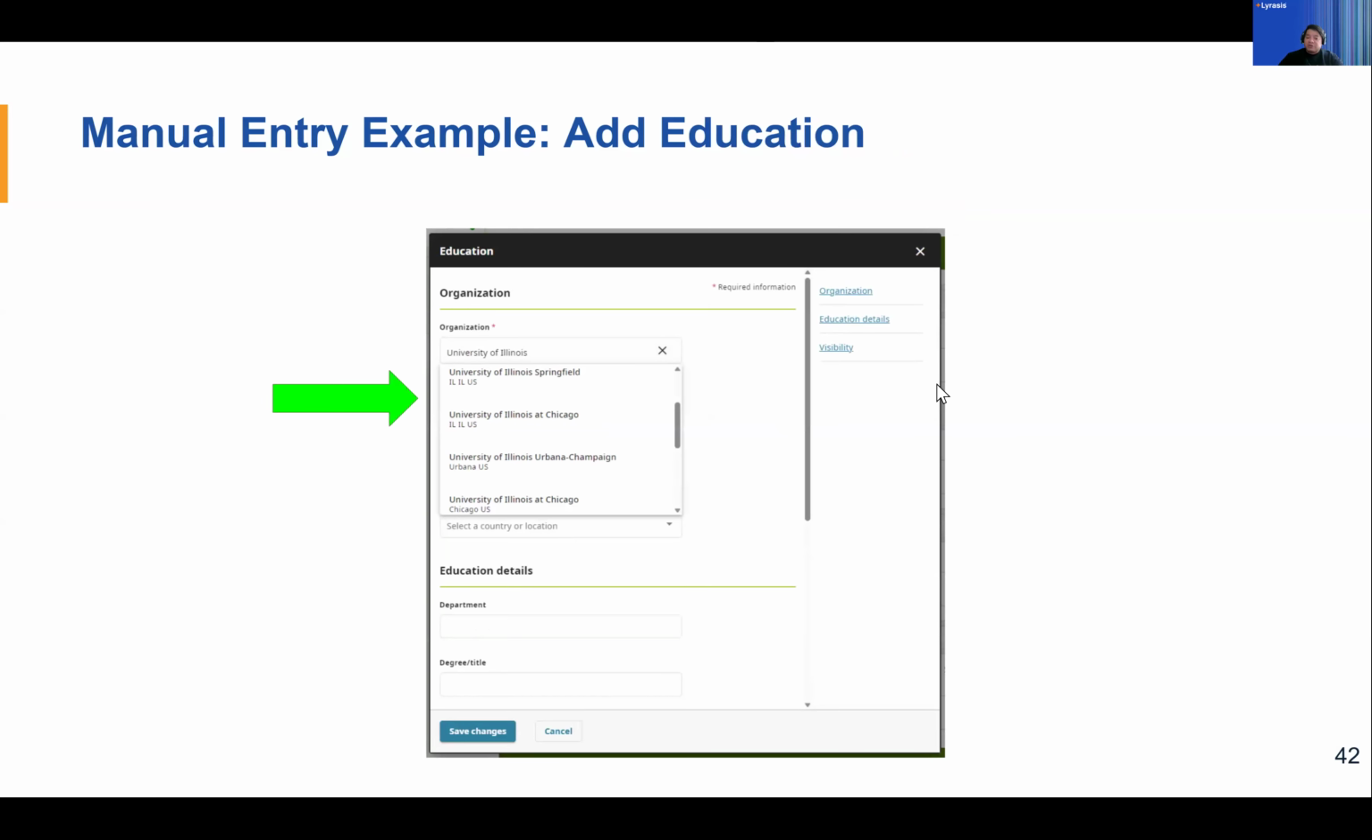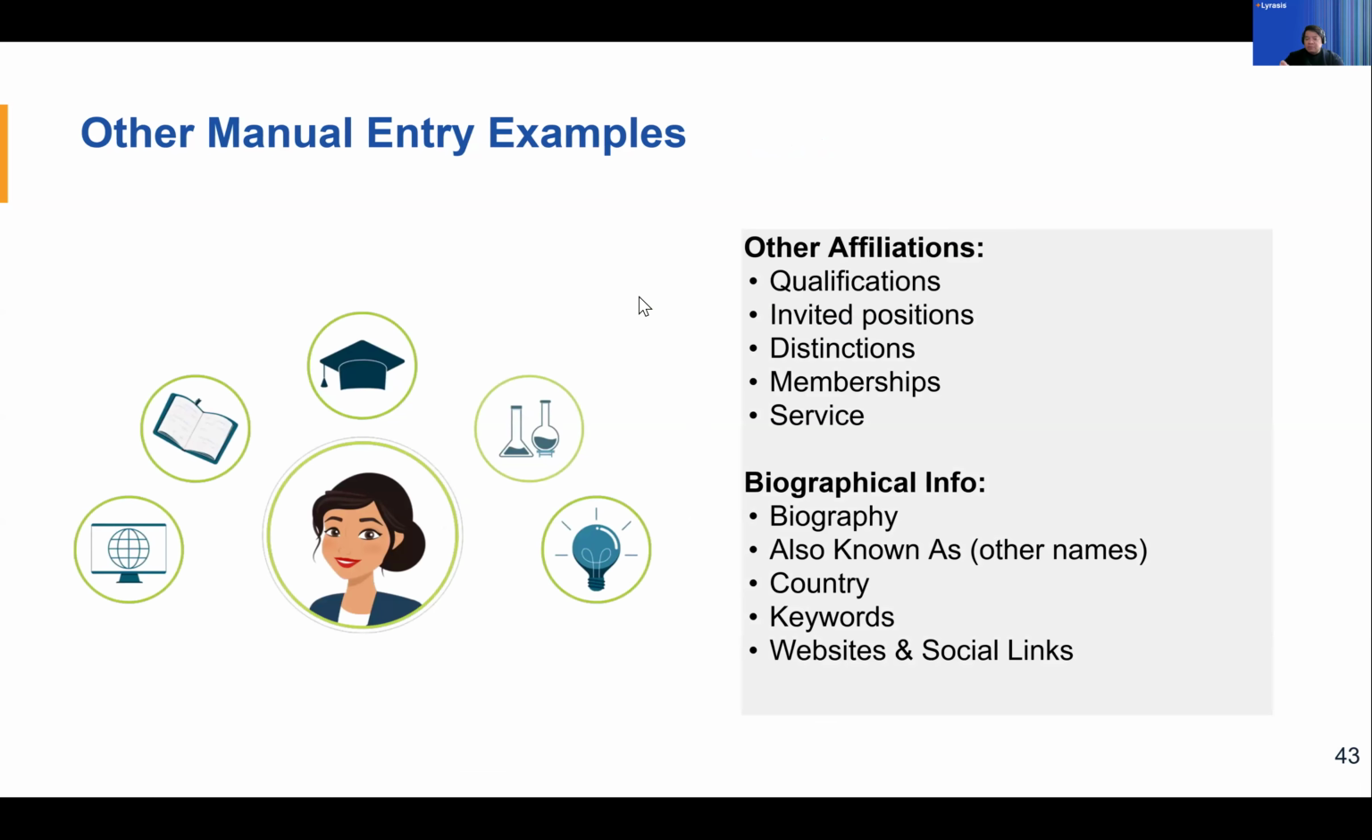You can also do this for education. The same kind of process, manually entering the education. So start, for example, typing in Howard University in your education when you're adding it manually, and then choose Howard University in the drop-down menu. And then fill out the rest of the information. Other manual entry examples: you can add invited positions, qualifications, distinctions, memberships, and service. So you can add that information manually, as well as the biographical information of your ORCID record.